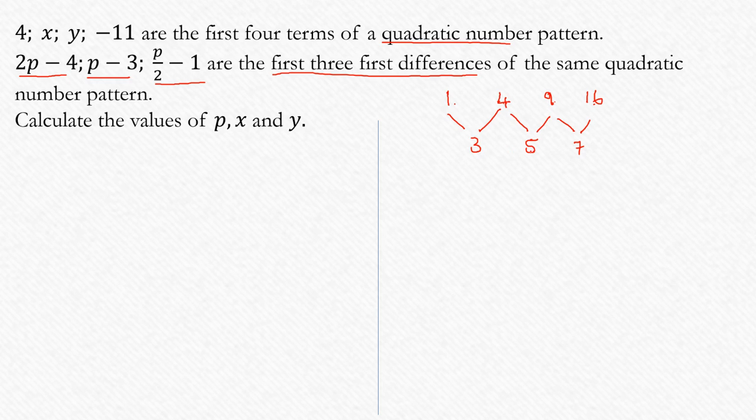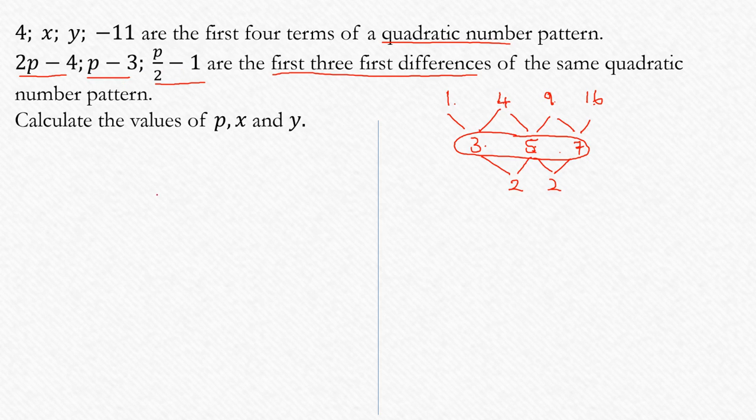So the first differences form a linear sequence, and the second differences are the ones that are constant. 5 minus 3 is 2, and 7 minus 5 is 2. You see that? So the first differences form a linear sequence. We're going to use the first differences here to get our p value, and after that we're going to get our x and y.